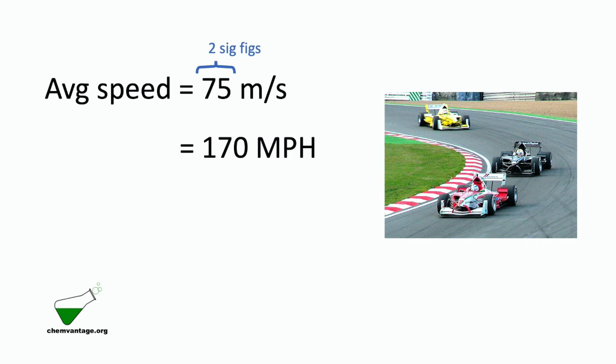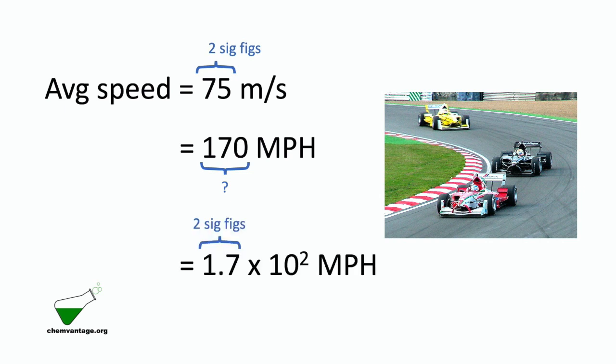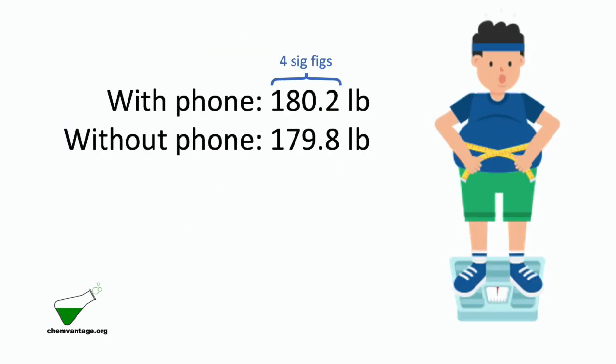But wait a minute, the way we wrote this number makes it difficult to determine whether it has 2 significant figures or 3. That's because it has a trailing 0 before the decimal point. In a case like this, it is always preferable to write the number in scientific notation. Now it's clear that it only has 2 significant figures, because the significant digits always appear in the mantissa of the number. For addition and subtraction, it's different.